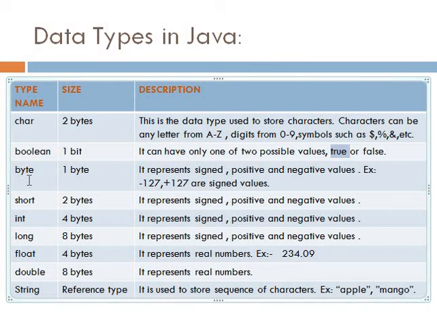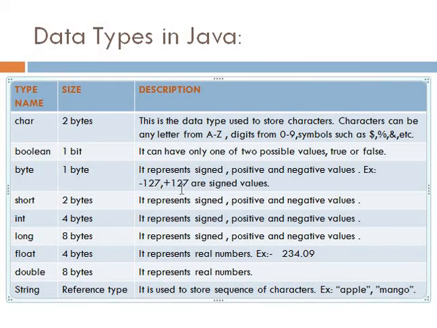Now the next data type is byte. The size of this data type is 1 byte. As 1 byte constitutes 8 bits, this data type called byte can hold 8 bits of binary data. This byte data type is used to represent signed positive and negative values, for example -127 and +127. Both these values are signed values.